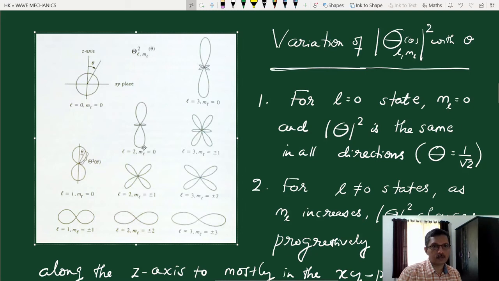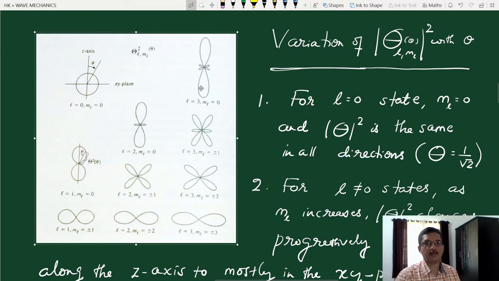Look at the L equal to 2 case. For ML 0, the probability density is mostly along the z-axis. For L equal to 2, ML can be 0, plus or minus 1, plus or minus 2. So for ML plus or minus 1, it is intermediate between the z-axis and the xy plane, let us say some 45-degree angle between the z-axis and the xy plane. So it's inclined at a 45-degree angle with the xy plane. Now when you come to the highest value of ML equal to plus or minus 2, the probability density is mostly along the xy plane. You can say that the orbit is flattened along the xy plane.